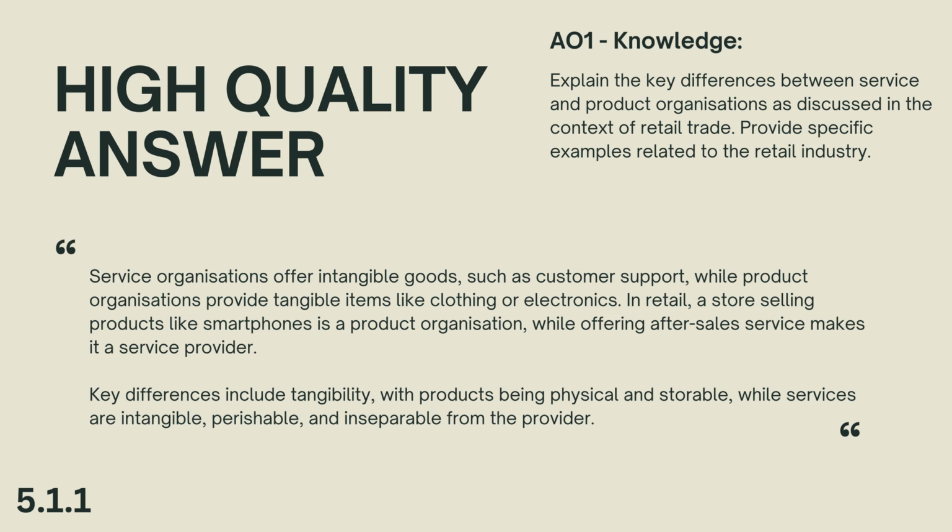You'd go into more detail about the characteristics that distinguish these types of organizations. For instance, you'd explain that services are intangible, meaning they can't be touched or held and often can't be separated from their provider. Products, on the other hand, are tangible and can be stored or inventoried.